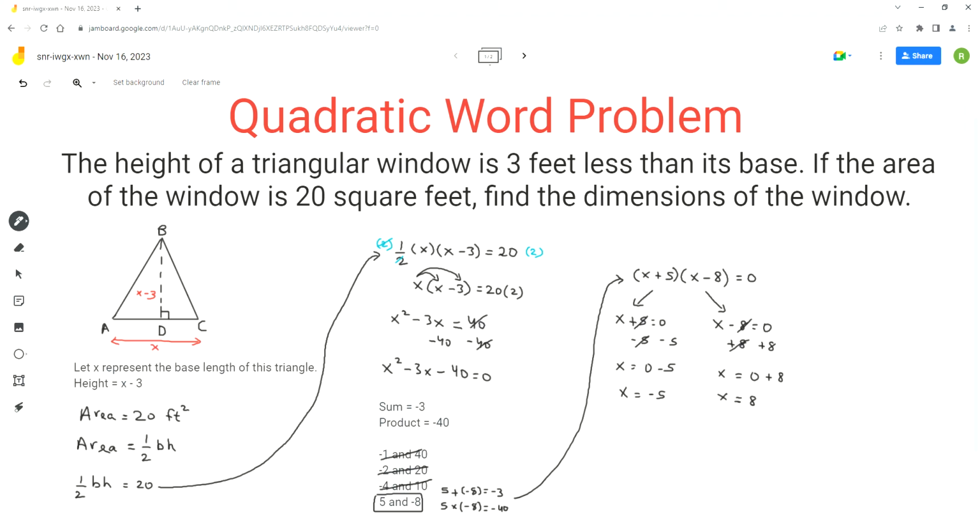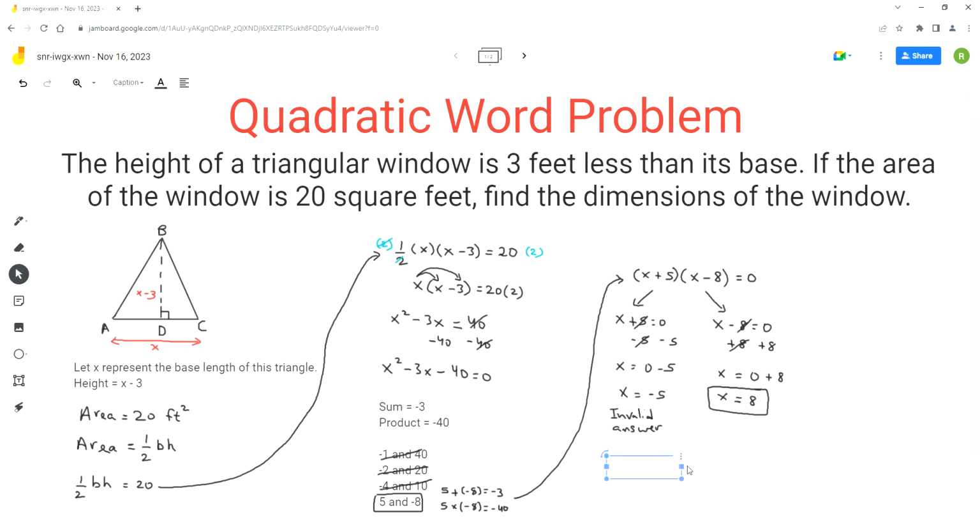Now we have to keep in mind the definition of x to decide if any of them is an invalid answer. We chose x as the base length of the triangle. We know that the length of any shape cannot be a negative number. So that means x equals -5 is an invalid answer. So the only valid answer here is x equals 8.